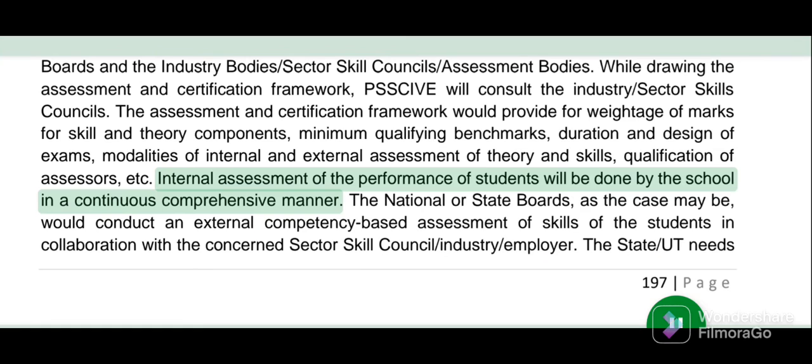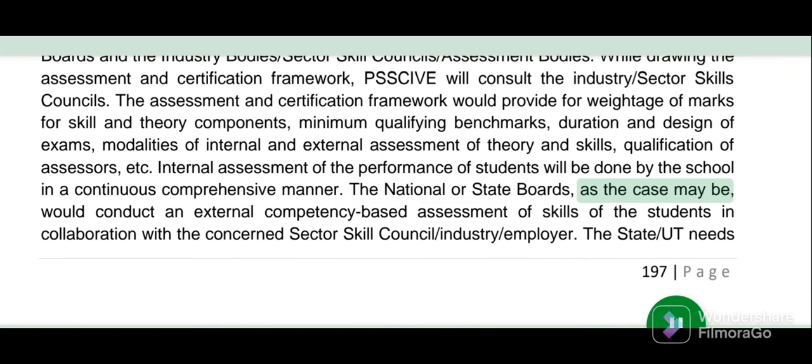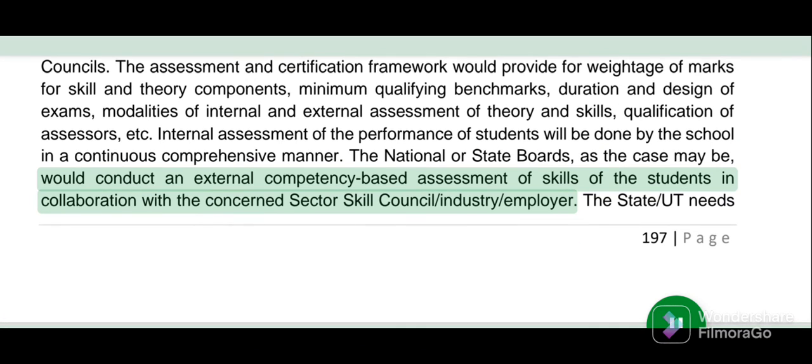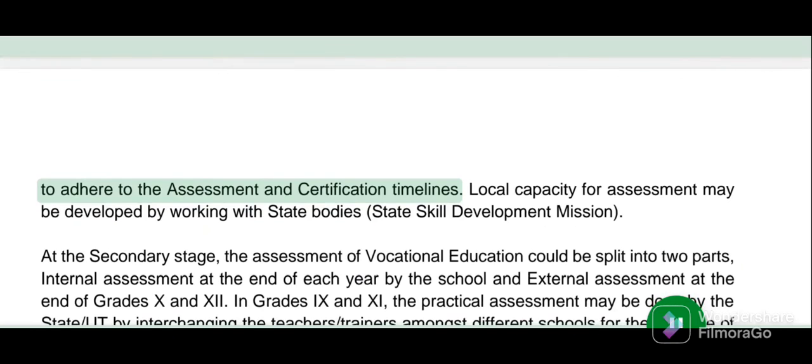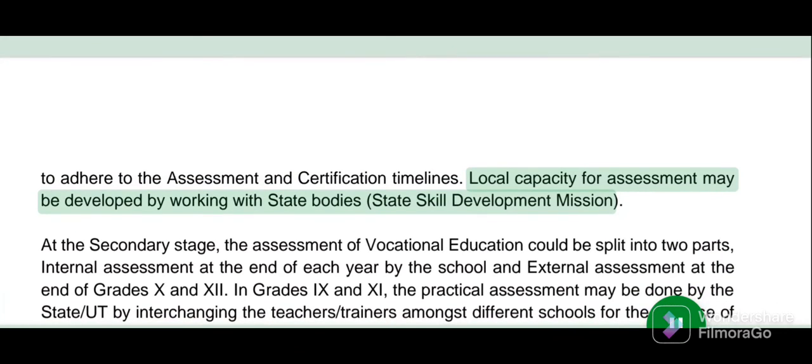Internal assessment of the performance of students will be done by the school in a continuous and comprehensive manner. The national or state boards, as the case may be, would conduct an external competency-based assessment of skills of the students in collaboration with the concerned sector skill council, industry, and employer. The state or UT needs to adhere to the assessment and certification timelines. 198 PAGA. Local capacity for assessment may be developed by working with state bodies and the State Skill Development Mission.